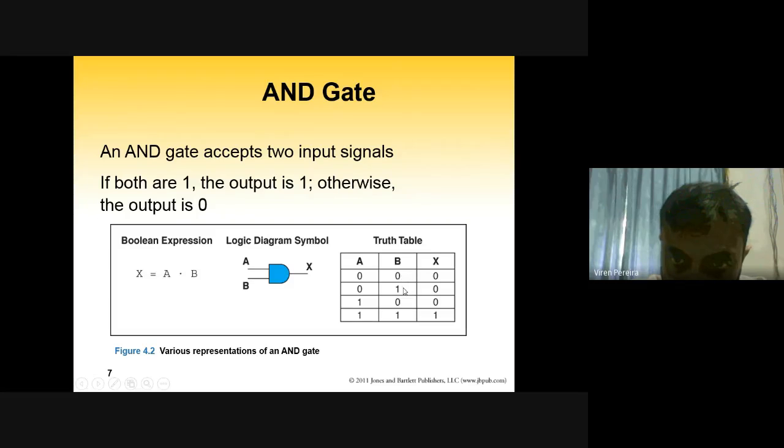Same way B, 0 1 0 1. So you start off from here 0 1 0 1, then you go 0 0 1 1. And if there are three inputs A, B, and C, then it would be 0 1 0 1 0 1 0 1 and so on down. Then for B it would be 0 0 1 1, then again 0 0 1 1, and for C it would be 0 0 0 0 1 1 1 1.